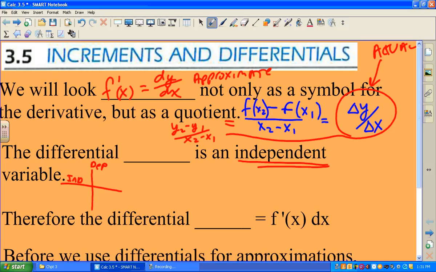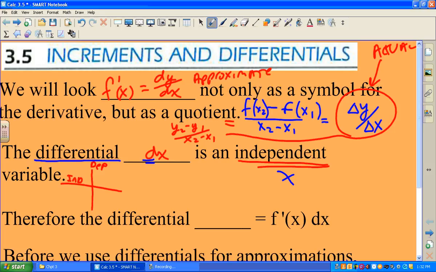Where's your pencil? Get on that paper. The differential dx. I put the x because it said independent, and I put the d because it said differential. So dx means the differential of x. That is the approximate change in x.